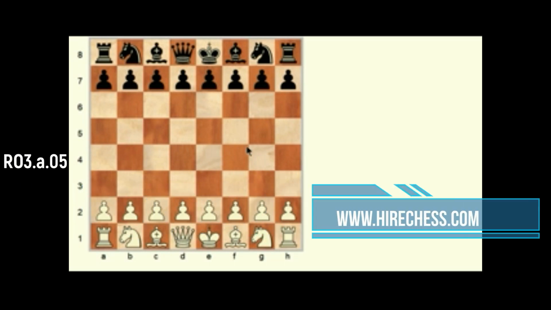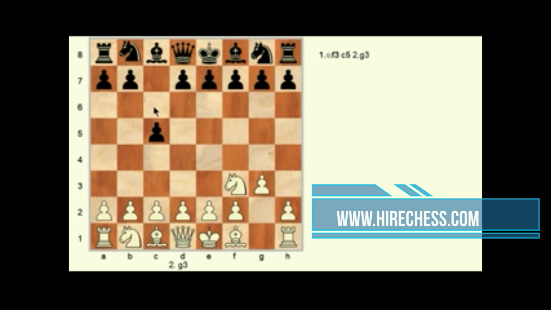This is Reti opening fifth variation under equal advantage category. White moves knight f3, black moves c5. White moves g3. Black moves knight c6. White moves bishop g2.